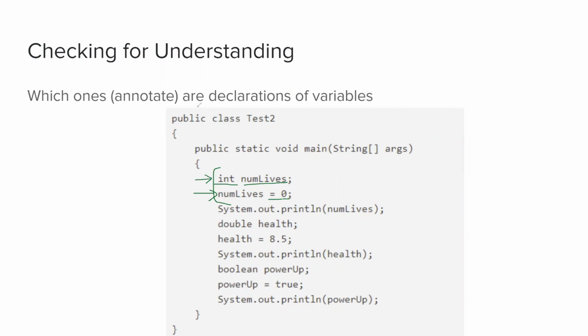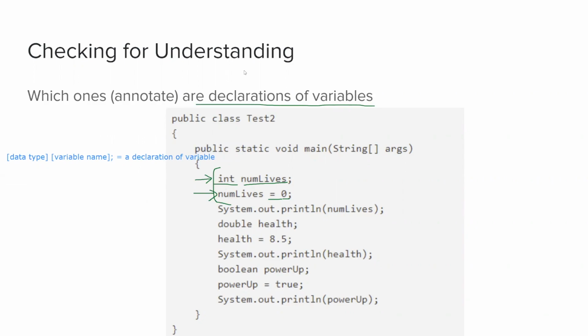So when we declare a variable, we're putting the data type, then the variable name, and then a semicolon. That is a declaration of a variable. If I have a data type and a variable name, I will get the declaration of a variable. Now let's move it down here.